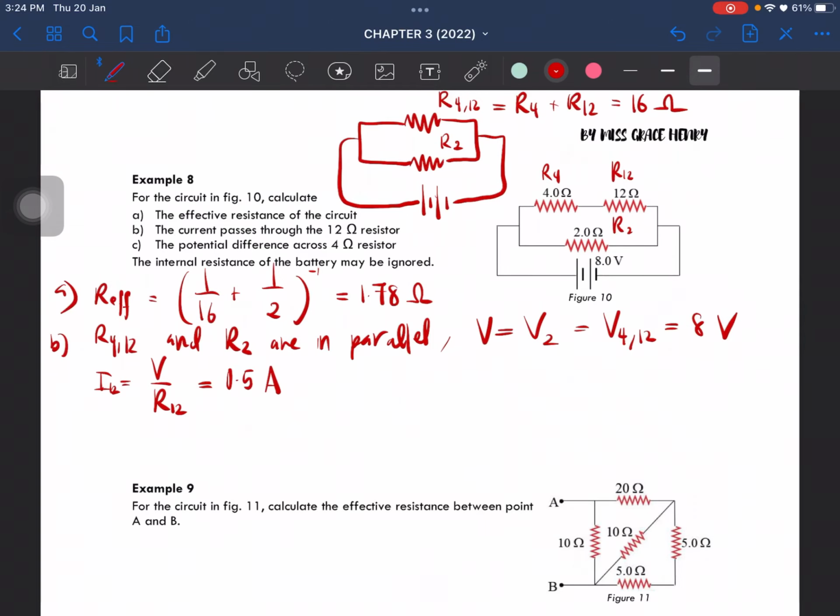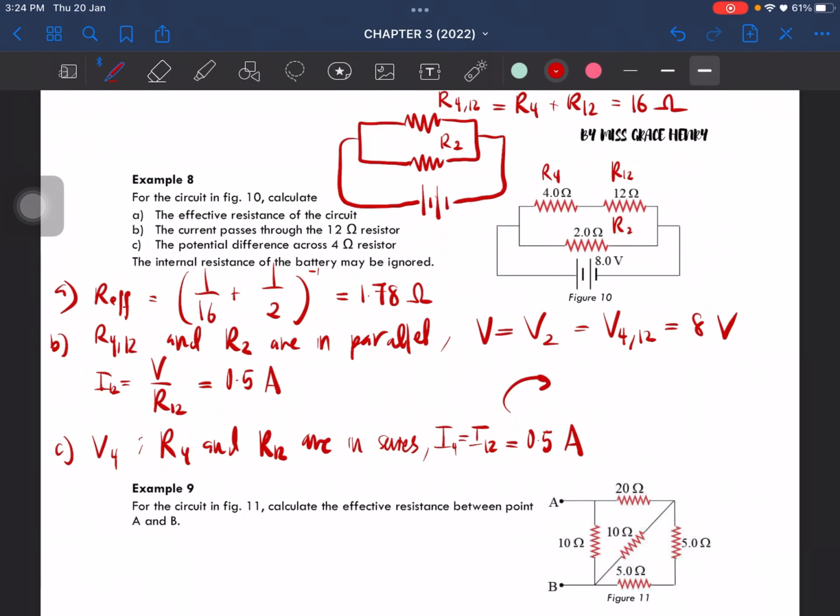So the, wait, let me check. Okay, so now we are asked to calculate the potential difference across the 4 ohm resistor. So V4. Since R4 and R12 are in series, we know that the current is equal. So I4 is equal to I12, which is equal to 0.5 ampere.